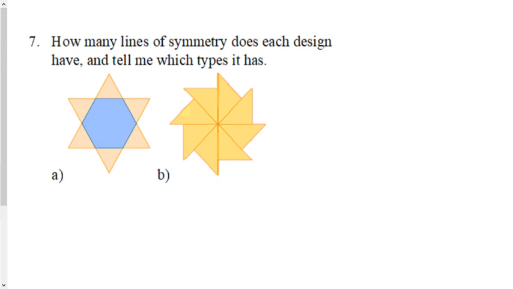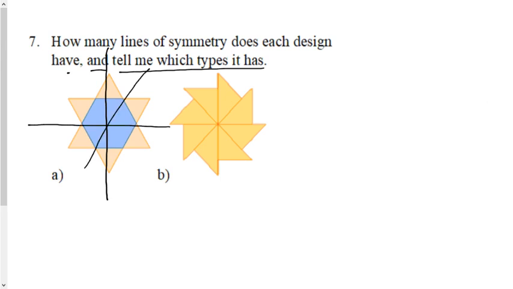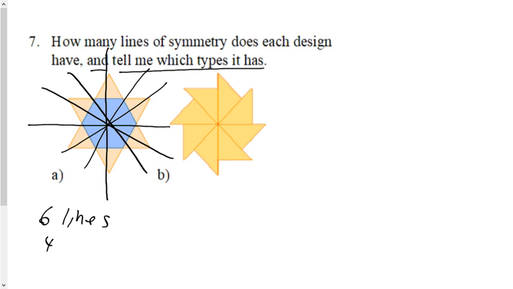Question 7, how many lines of symmetry are there? And tell me which types it has. So yes, it has vertical, horizontal, oblique, oblique, oblique, and oblique. So your answer is 6 lines. It has 4 oblique, 1 vertical, 1 horizontal.